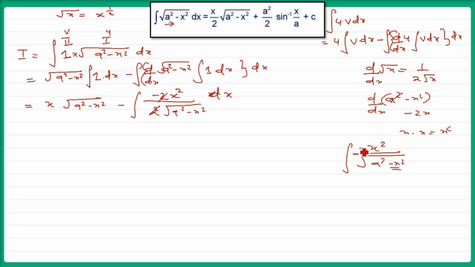Now you know this a square minus x square is in the denominator, you need a square minus x square in the numerator also. For that, add a square and subtract a square, and then separate these two terms. A square minus x square is the first term, and the second term is negative a square. So a square minus x square divided by under root a square minus x square will be taken as the first term, and then minus integration of a square divided by under root a square minus x square will be taken as the second term.